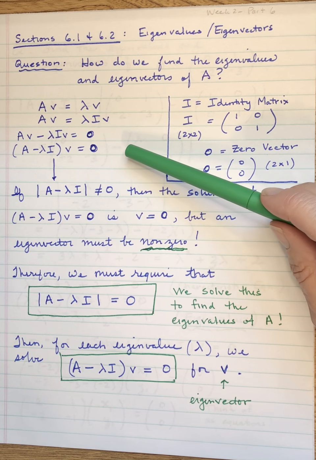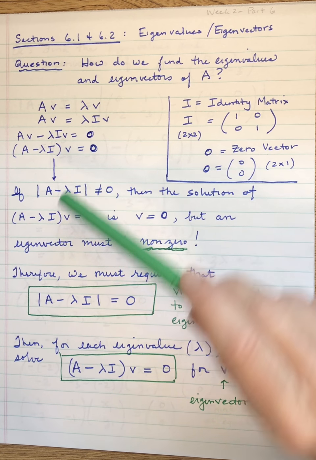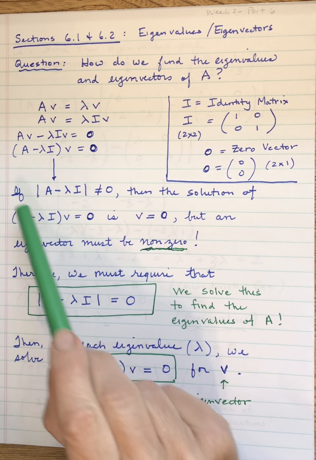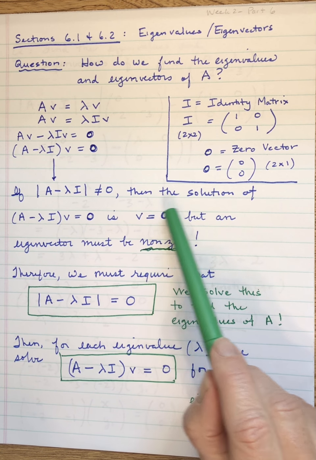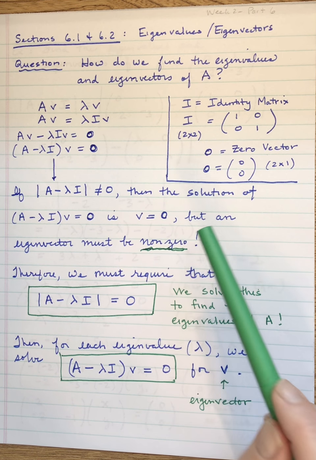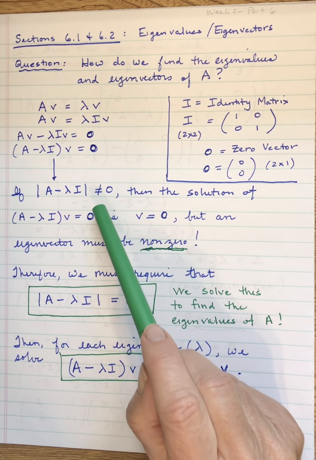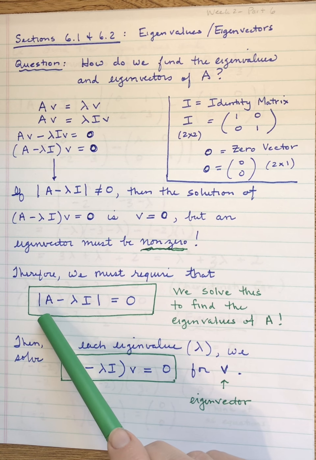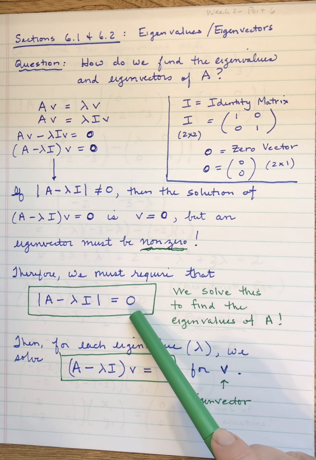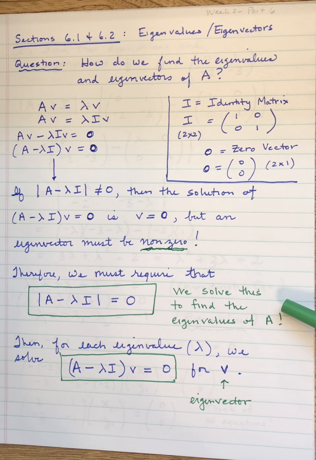Now, if you haven't had linear algebra, don't worry, but what I'm about to describe is solutions to a system of algebraic equations. If the determinant of this matrix is not 0, then the solution of the system is v equals 0. But an eigenvector must be non-zero. So we can't allow this to happen. We must require that the determinant of A minus lambda I equals 0.